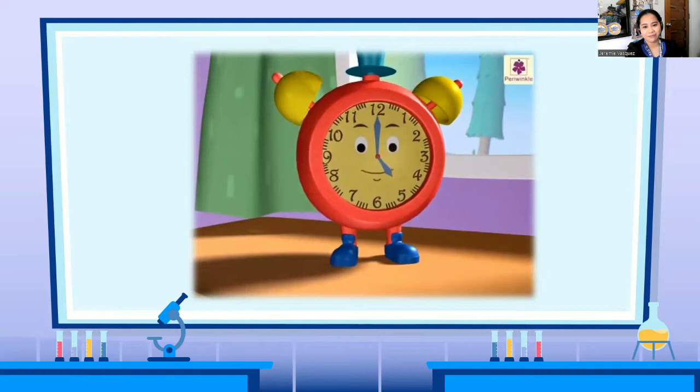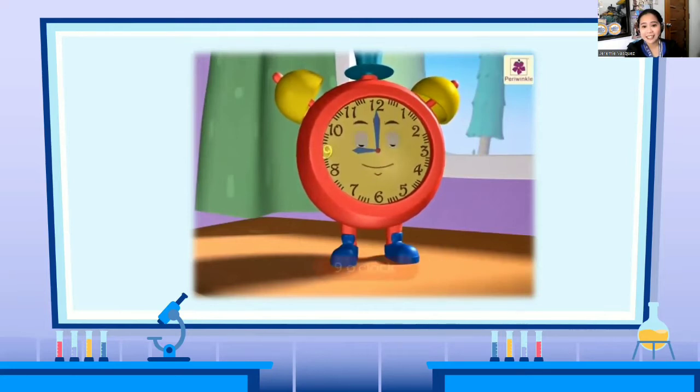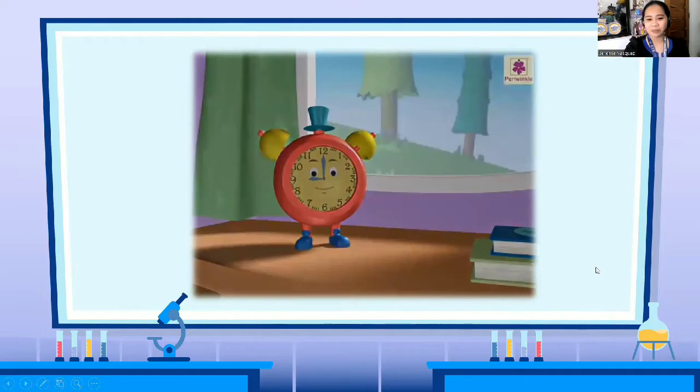Let us see the time once again. Now, my hour hand is on 9. The hour hand is pointing at 9. We will read it as 9 o'clock. We write it as 9, then colon, and then 0, 0. Hope you had fun.